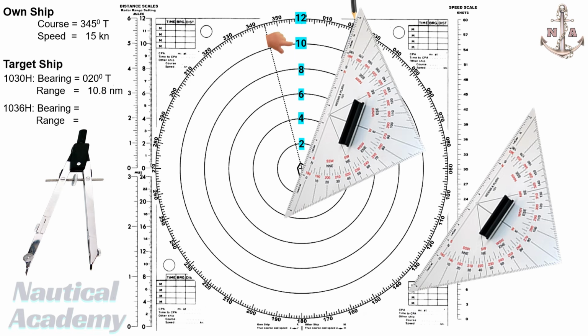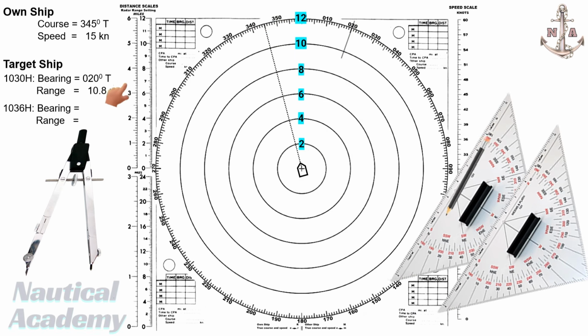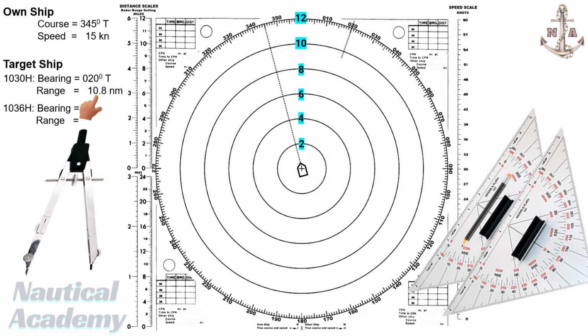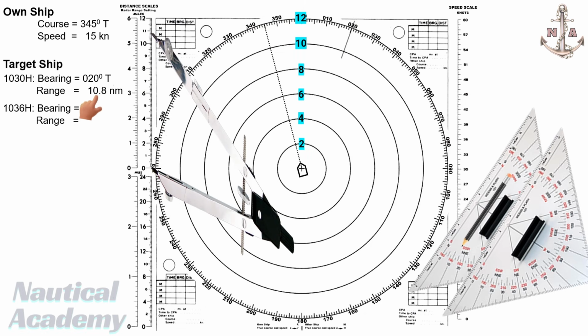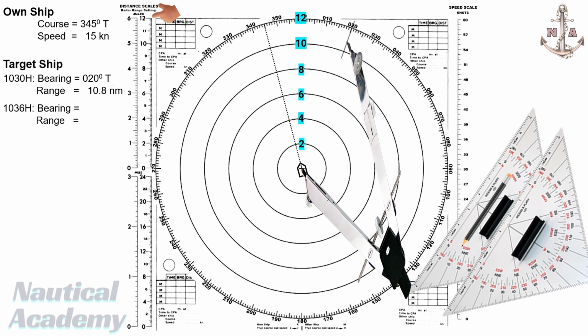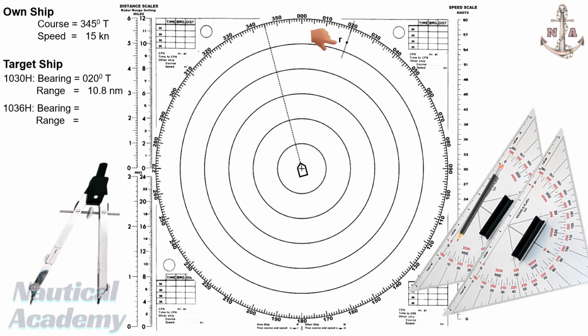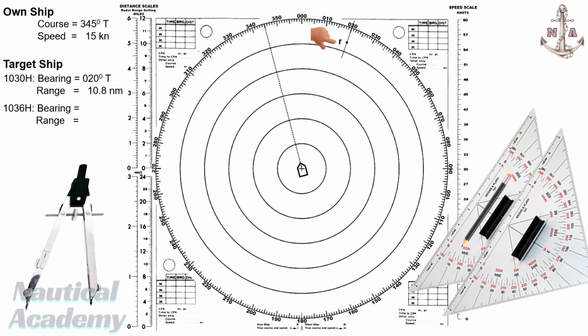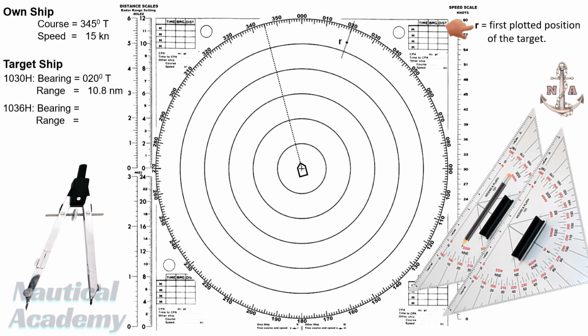Draw a light line between 10 to 12 mile range, as the target's distance is 10.8 miles. Use the compass divider to measure 10.8 miles on the 12-mile range scale. Then, lay this measurement down from own ship's position, along the 020 degree bearing line, and mark the point. Label this point with a small letter R to represent the first plotted position of the target. Then erase the bearing line to keep the plotting sheet neat. This is now the target's position relative to own ship at 1030 hours.